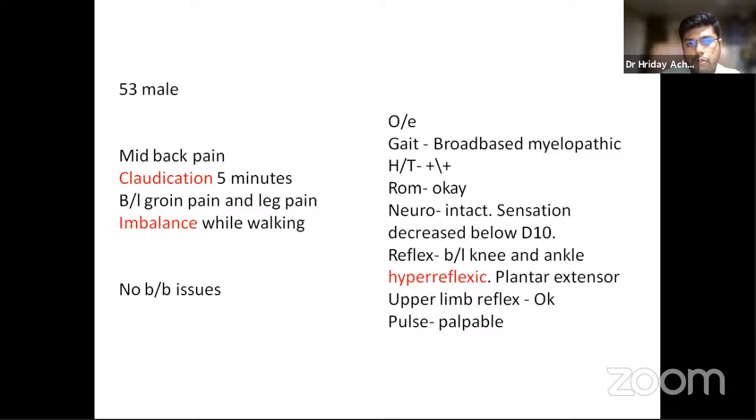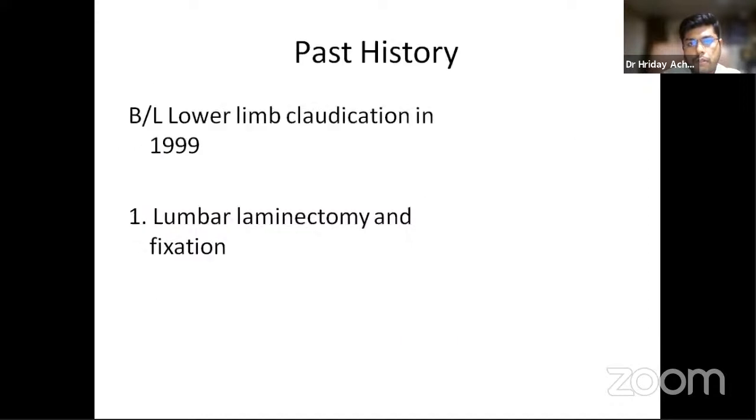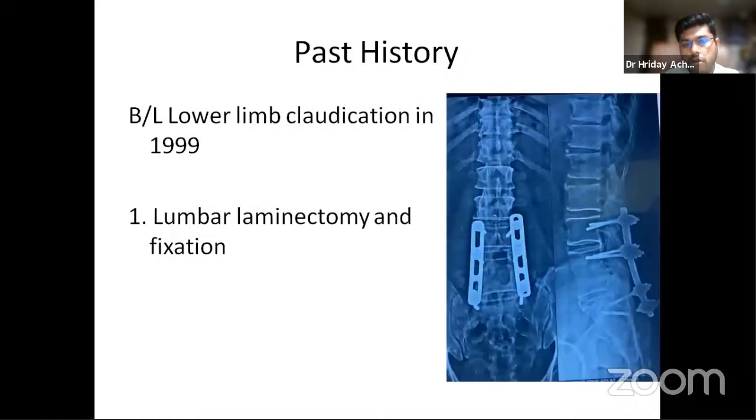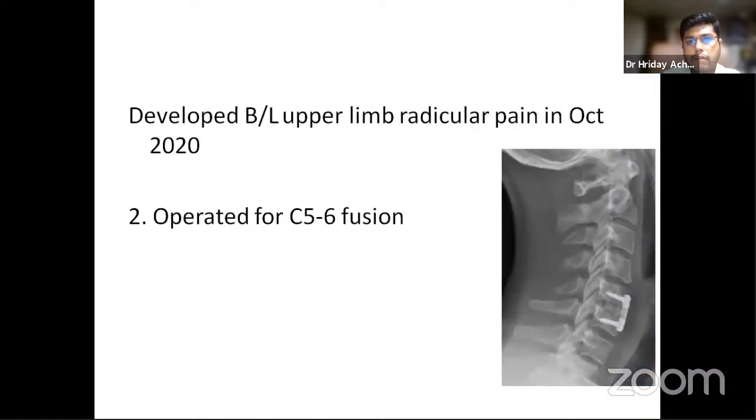So again, this falls into the definition of tandem stenosis. On past history, he had similar symptoms of claudication in 1999, for which he was operated with a lumbar laminectomy and fixation with Steffee plates. It doesn't end here. In 2020, he developed upper limb symptoms. Right now he does not have any upper limb symptoms, but he developed them then, for which he was operated with a C5-6 fixation.